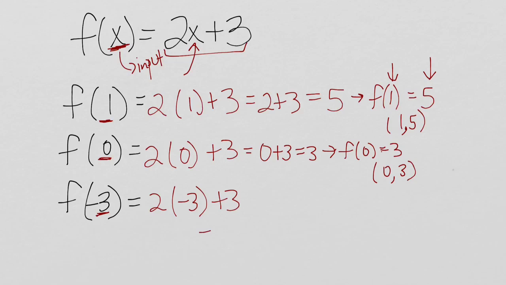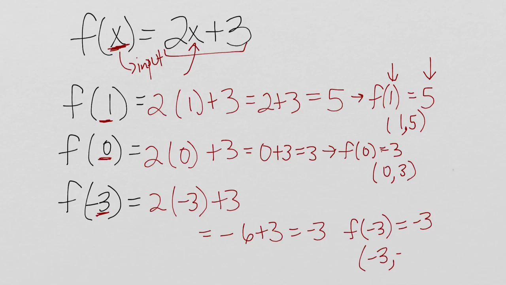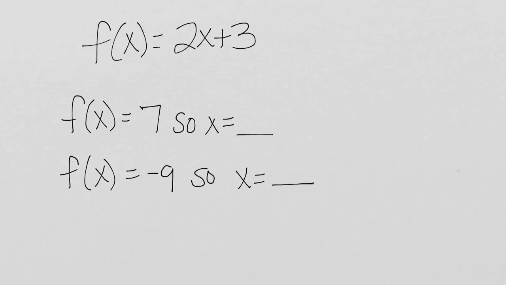Alright, and lastly, this one's 2 times negative 3, which is negative 6, plus 3, which is negative 3. So we can say f of negative 3, when we plugged in a negative 3, it popped out a negative 3. So our point input and output pair would be negative 3, negative 3. So in this case, we're plugging in for an input because the number they gave us was inside the parentheses, inside input.